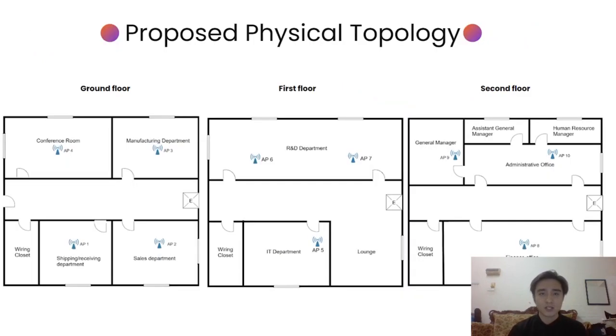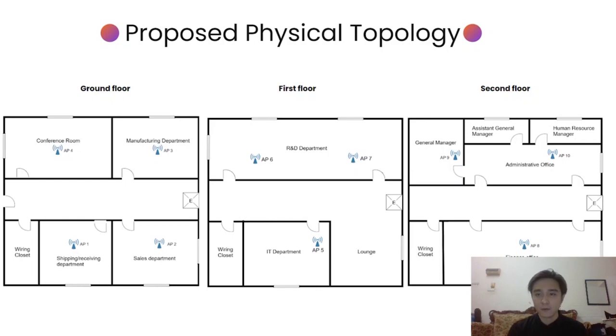So next, this is the proposed physical topology. On ground floor, as you can see, there are 4 access points. Each access point is in each room, and on the first floor there will be 3 access points, access point 5, 6 and 7. R&D department will have 2 access points due to its size, to ensure there is no dead zone, so that the client can connect to the internet.